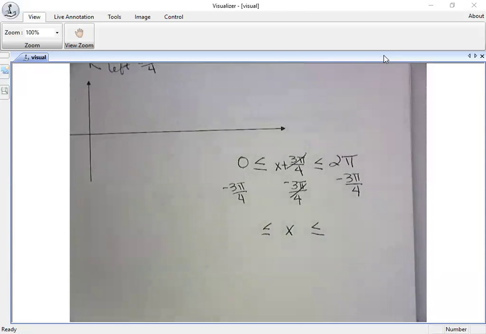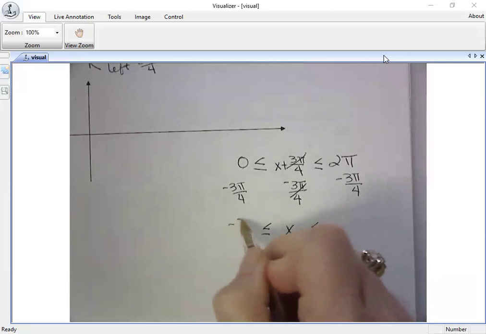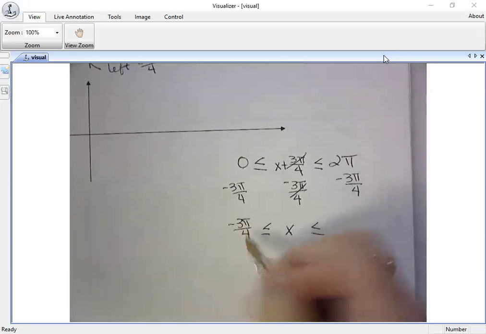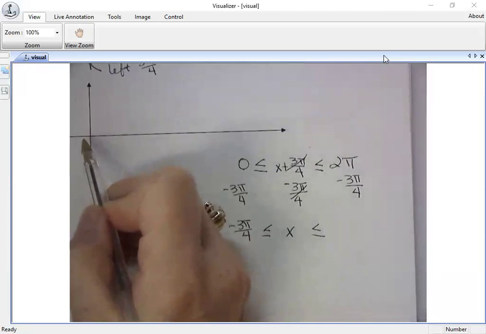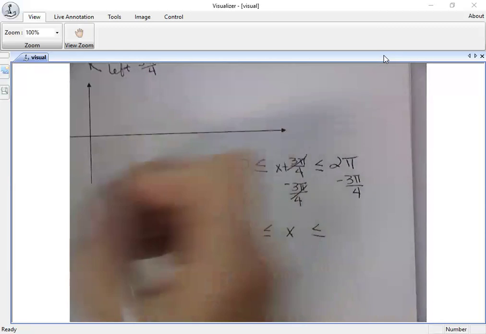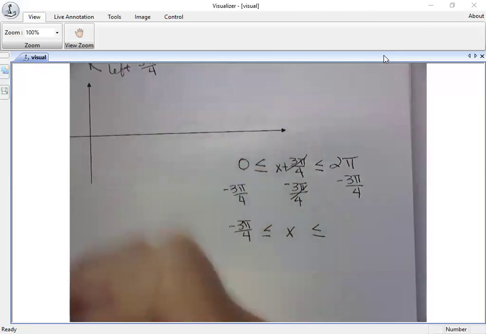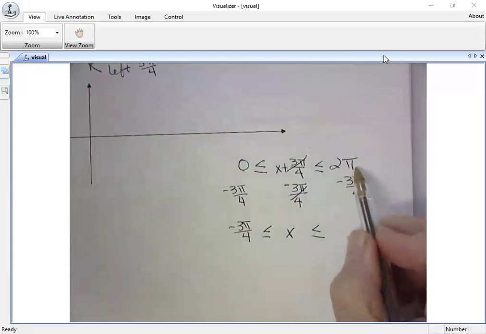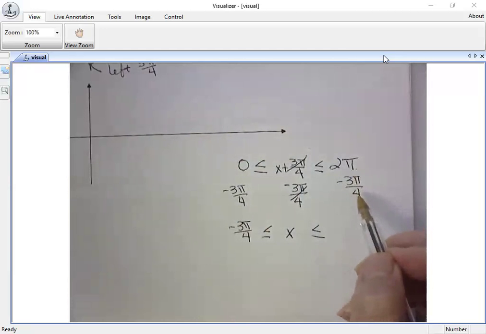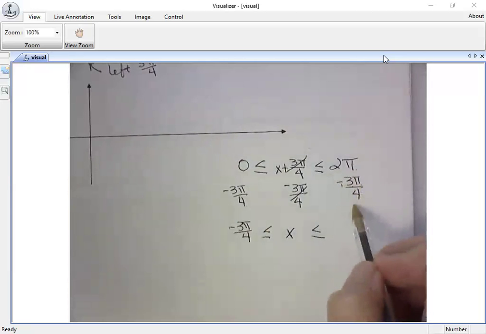Now, 0 minus 3 pi over 4 means I get a negative 3 pi over 4, and that one you probably could have figured out on your own. If I want to move to the left 3 pi over 4, then definitely I'm going to be starting at negative 3 pi over 4. Now, I've got to figure out where this thing ends on the right. So what is 2 pi minus 3 pi over 4 going to be?